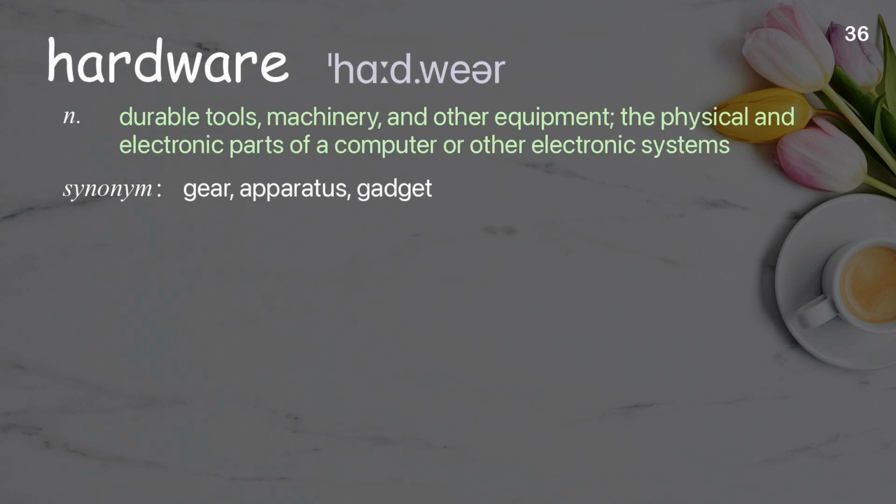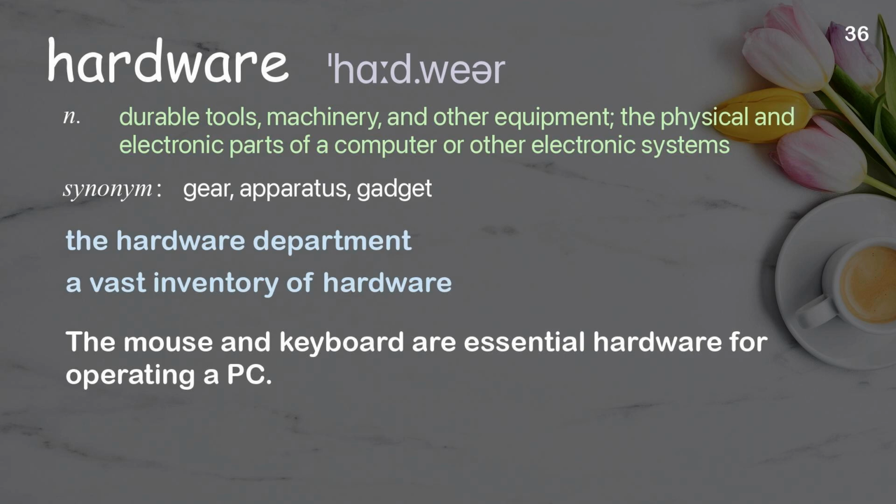Hardware. Durable tools, machinery, and other equipment, the physical and electronic parts of a computer or other electronic systems. Examples: the hardware department, a vast inventory of hardware. The mouse and keyboard are essential hardware for operating a PC.